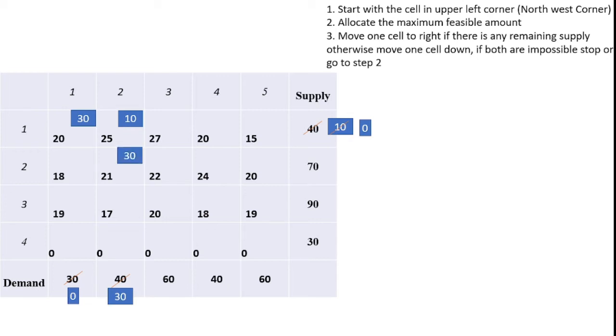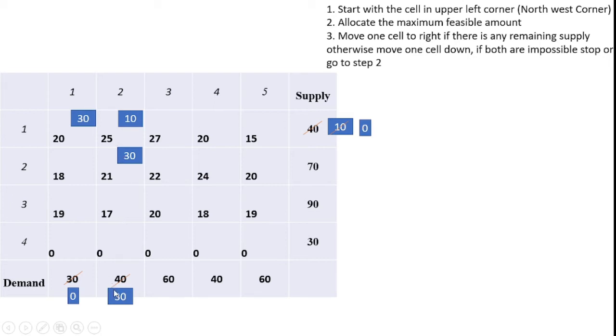Here after that, the next supply is 70 and the demand is 30. Which one is minimum? 30 is the minimum, so I can allocate with respect to the next cell. The next cell means here I can't move to the right hand side because the supply has already been allocated, so I can move one cell down.